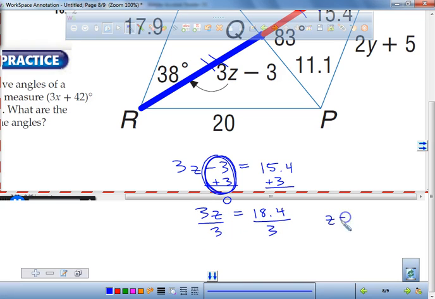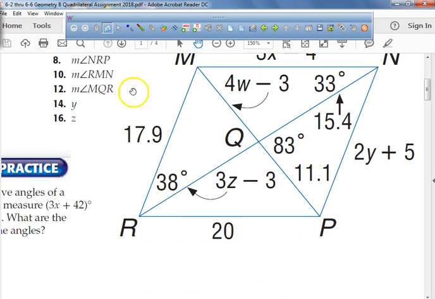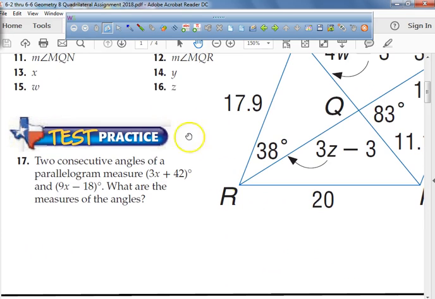And what did you get on this one? Z is equal to what? 6.13, but I said round it to the nearest tenth. So on your paper, you would put Z equals 6.1. That's what I said. Heck yeah. All right. I'm not going to help you guys with W or Y, but I will help you guys with the very, very final problem.